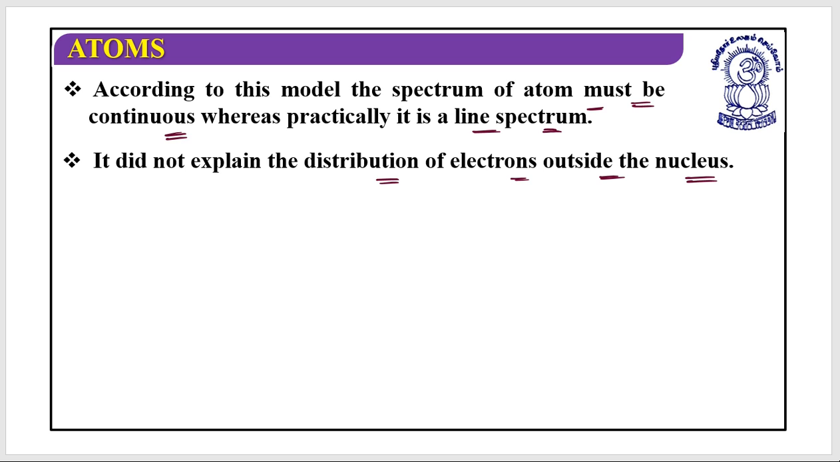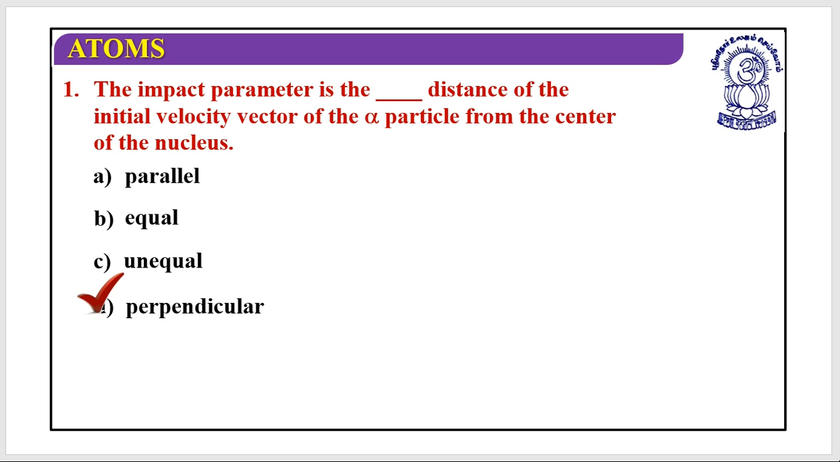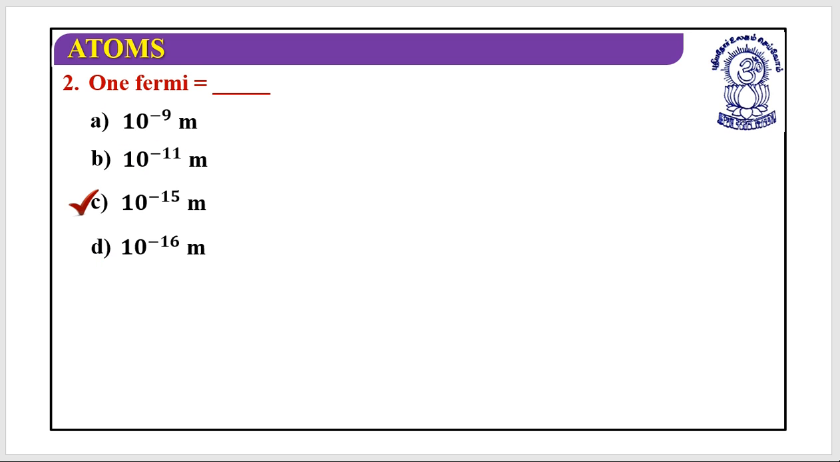But let's look at certain quick questions. Be ready with them. It says that the impact parameter is the blank distance of the initial velocity vector of the alpha particle from the center of the nucleus. Yes, the impact parameter is the perpendicular distance of the initial velocity vector of the alpha particle from the center of the nucleus. Next, 1 Fermi. Yes, 1 Fermi is 10 to the power minus 15 meter.